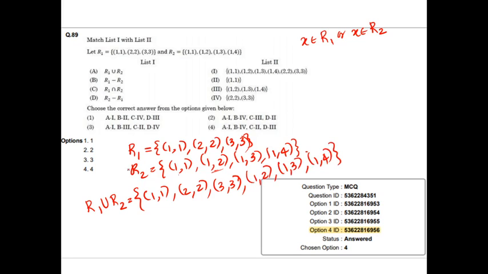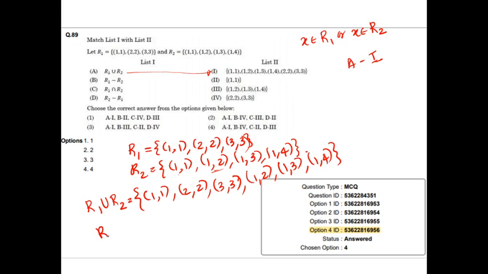So here you can see the answer to the first question. A is this one: (1,1), (1,2), (1,3), (1,4), (2,2) and (3,3). So we can find the solution to A as option 1 from list 2. The first one is the answer.